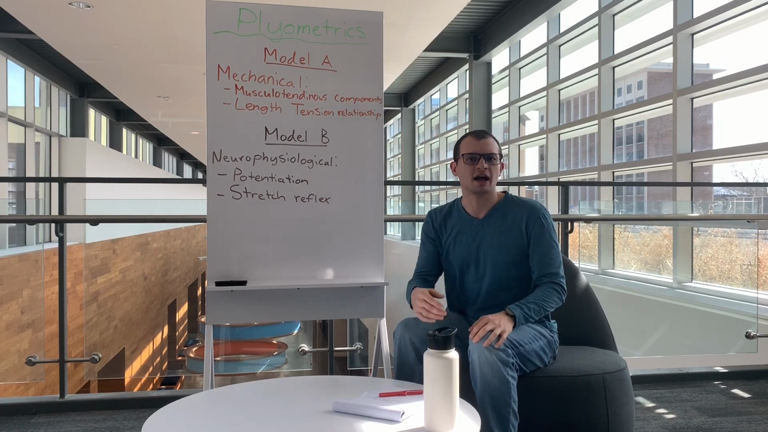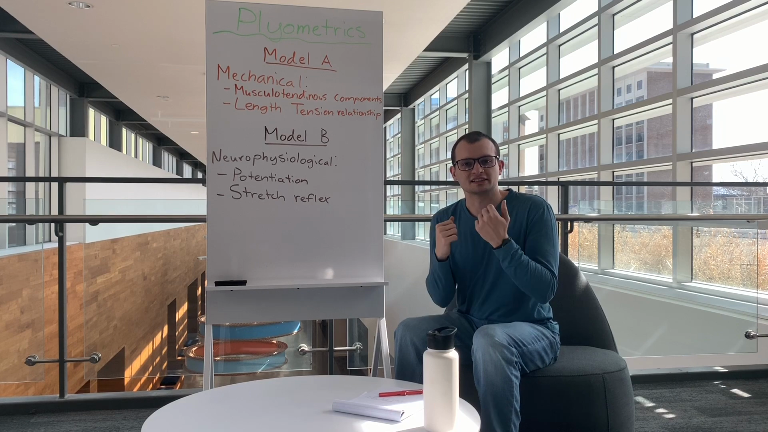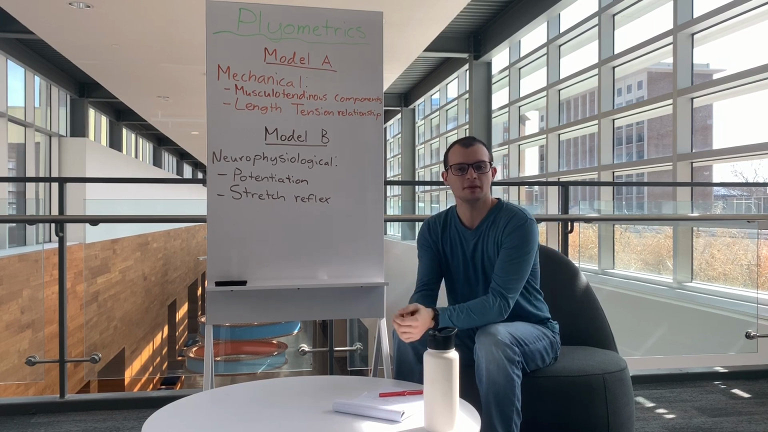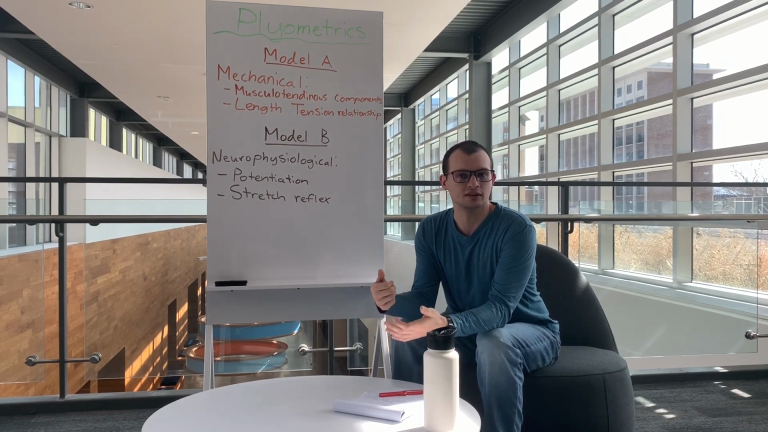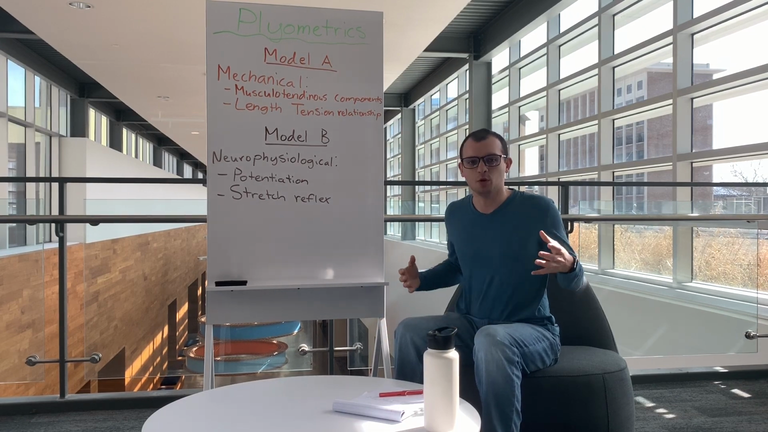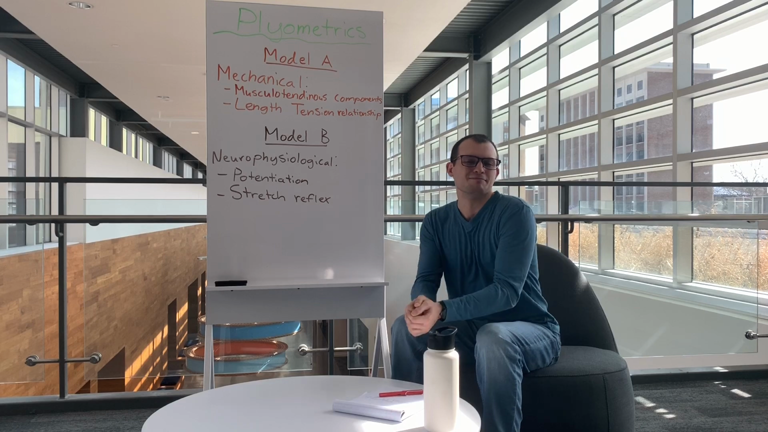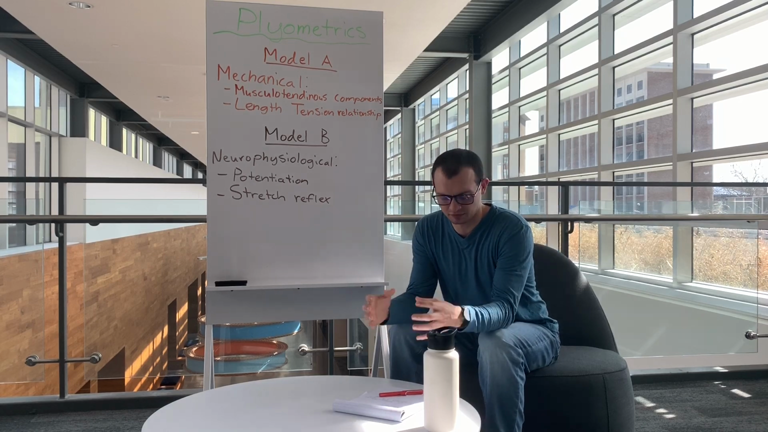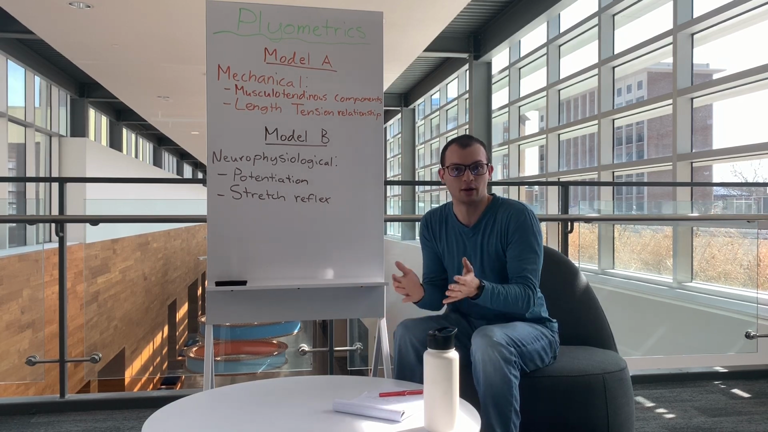For example, combat sport, MMA, if you're not explosive with how you're striking, you're not going to be able to land those punches or create a lot of damage. So plyometrics can help us increase our power output. But how does it do that? What's the physiological explanation for how it happens?